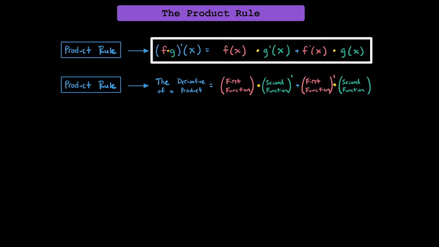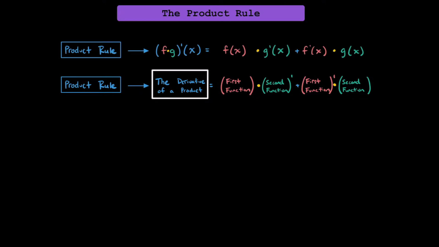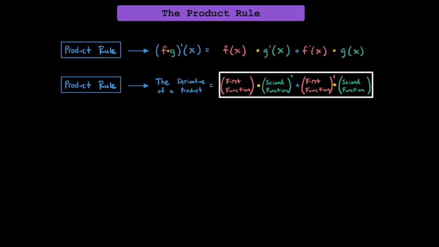While the notation here can oftentimes be a little confusing, putting it into words can be a little bit easier to understand. When finding the derivative of a product, which means just two functions multiplied together, you multiply the first function by the derivative of the second function, then multiply the derivative of the first function by the second function. Once you add those two products together, you'll have the derivative of the entire function.